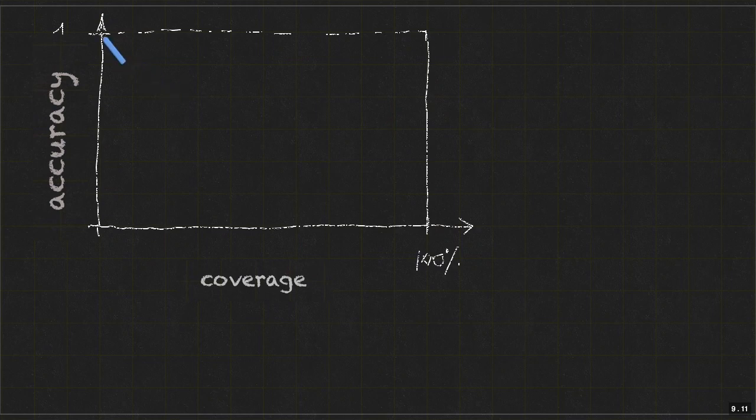Imagine we have one classifier that is like that, another classifier that is like that, and yet another classifier that's like that. So the question is, which one is better? Which one is to prefer?